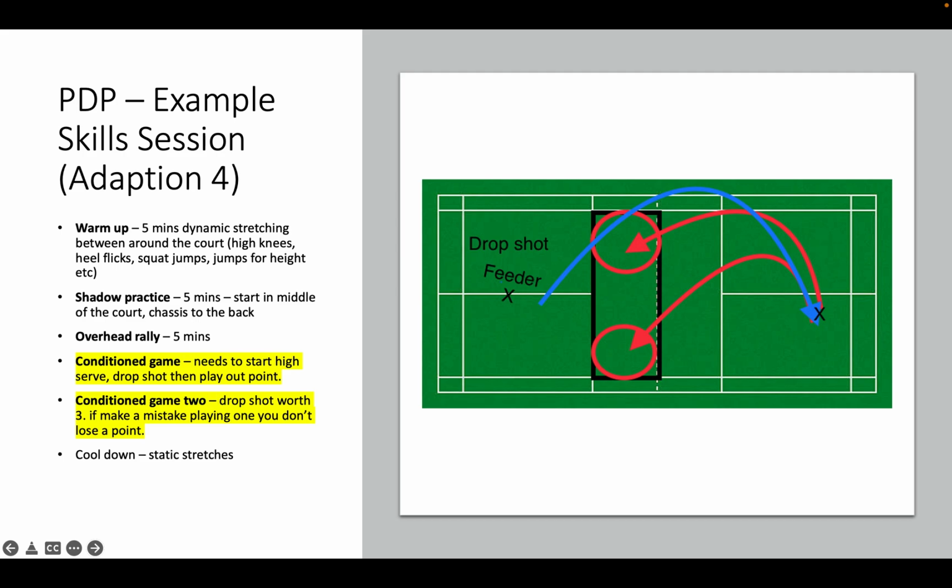And then we might change the rules again because we're still working on a drop shot, that a drop shot's worth 3 points. And if you make a mistake playing a drop shot, you don't lose a point. So if I was to hit it into the net on my side, or I was to hit it out the court whilst aiming for the front, I'm not going to lose any points or be penalised. So that's just some examples of how we could adapt that skills session.